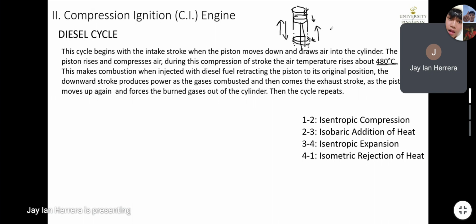Yung mismong assembly. And then, the heat, parang ma-convert na yun into mechanical work or mechanical advantage papunta sa mga shafts natin papunta sa mga gulong, pag relating into automotive. Okay, so the downward stroke produces power as the gas is combusted, and then comes the exhaust stroke as the piston moves up again and burnt gases out of the cylinder, then the cycle repeats. Na-discuss ko na. Ayun lang.